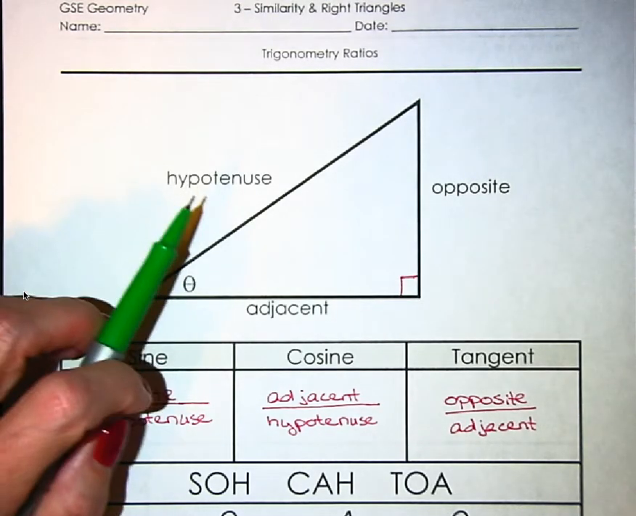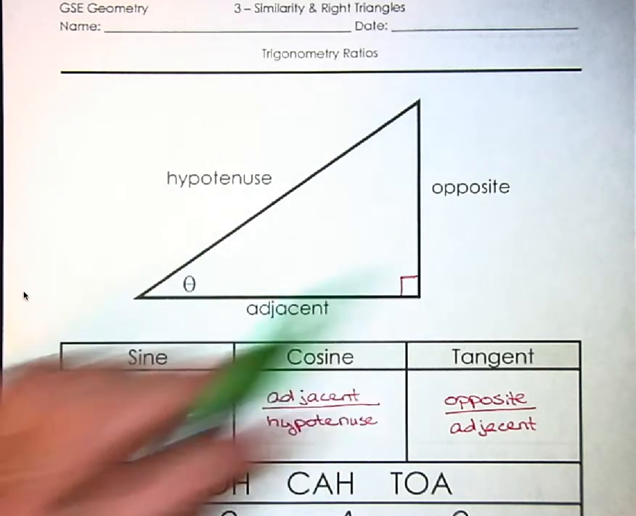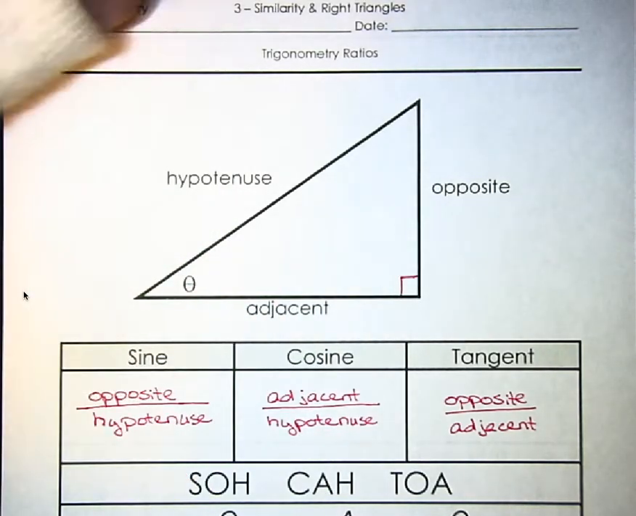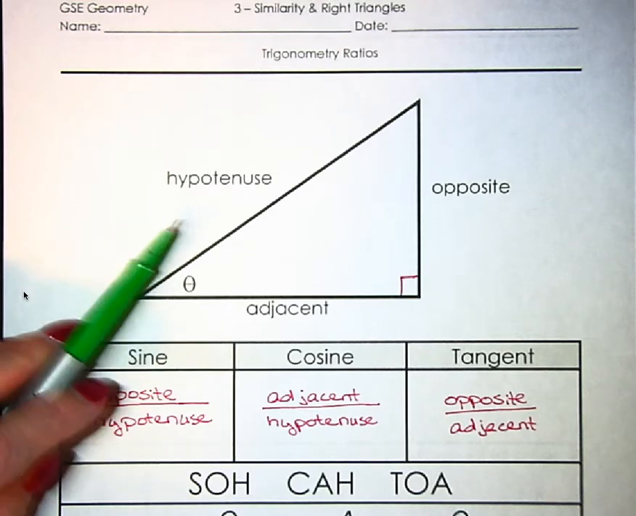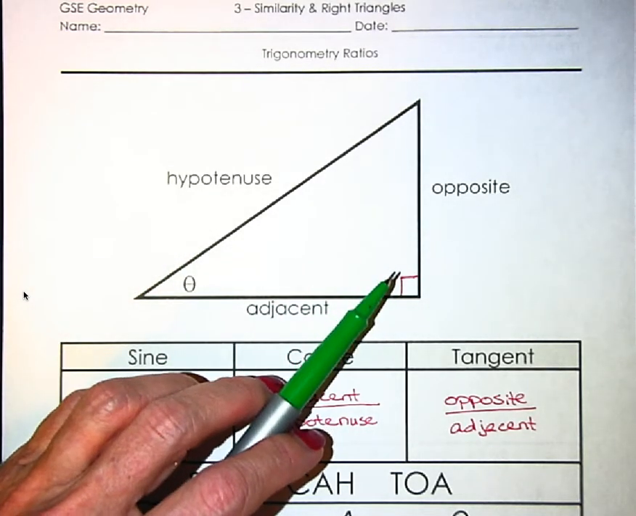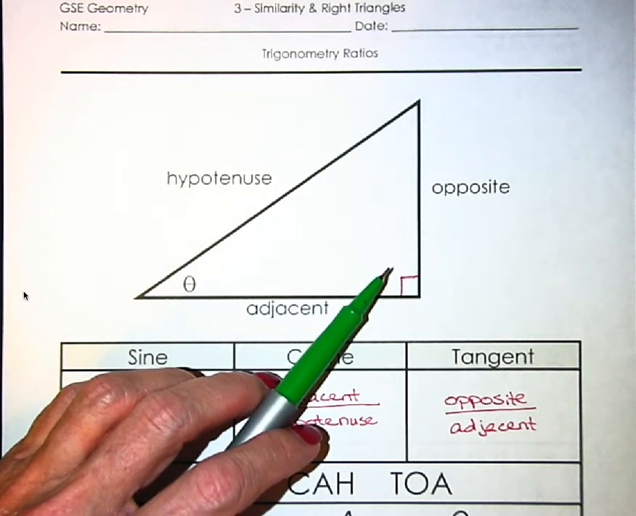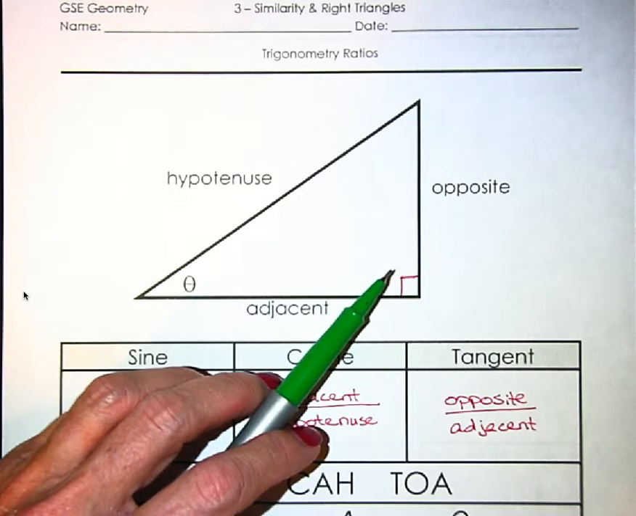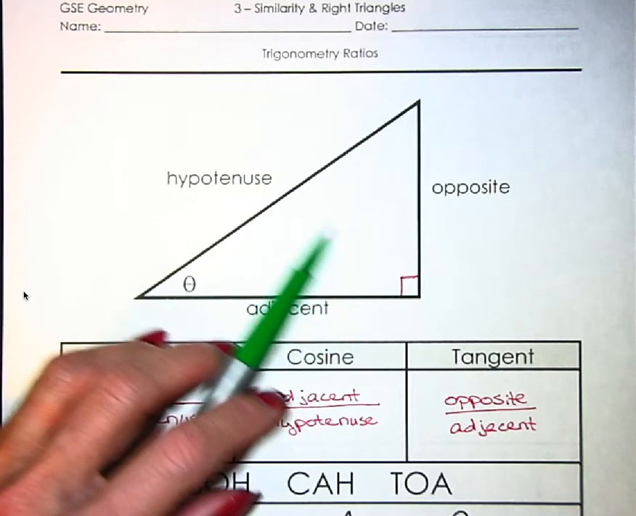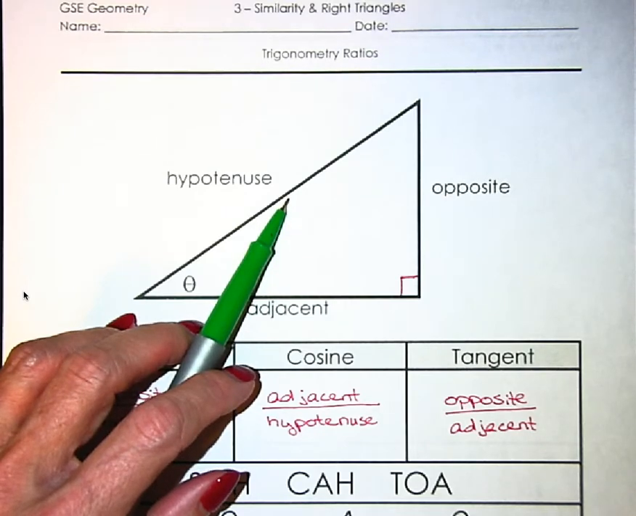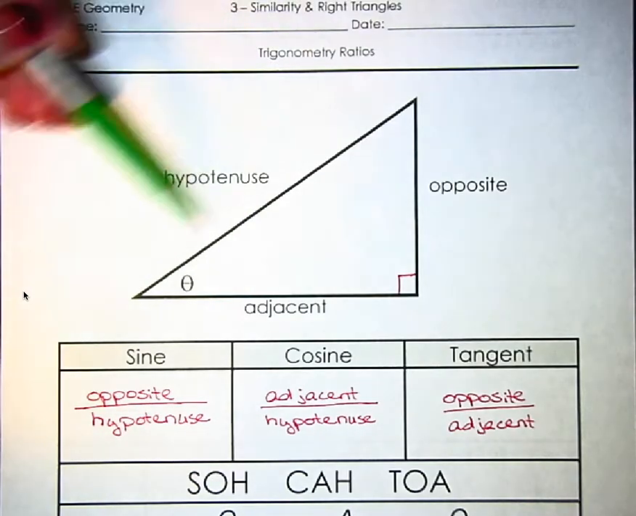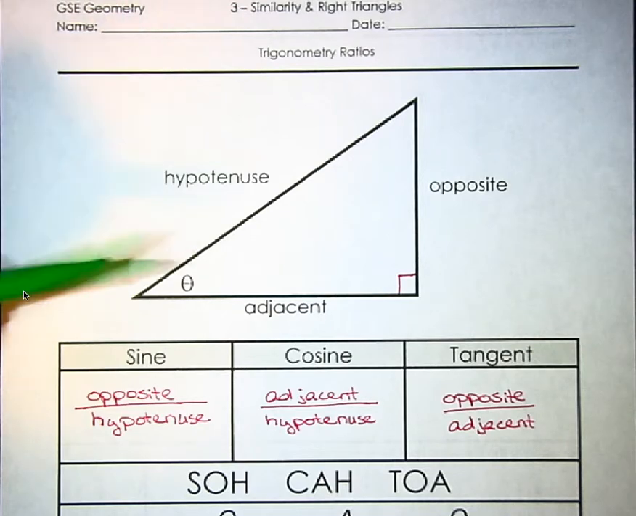You're always going to label hypotenuse, opposite, and adjacent. So what I like to do is first identify my hypotenuse. The hypotenuse is pretty easy. You should be able to remember where that is from the Pythagorean theorem when you studied it. It's always directly across from your right angle, and it's always your longest side of your right triangle. So that one's pretty easy.